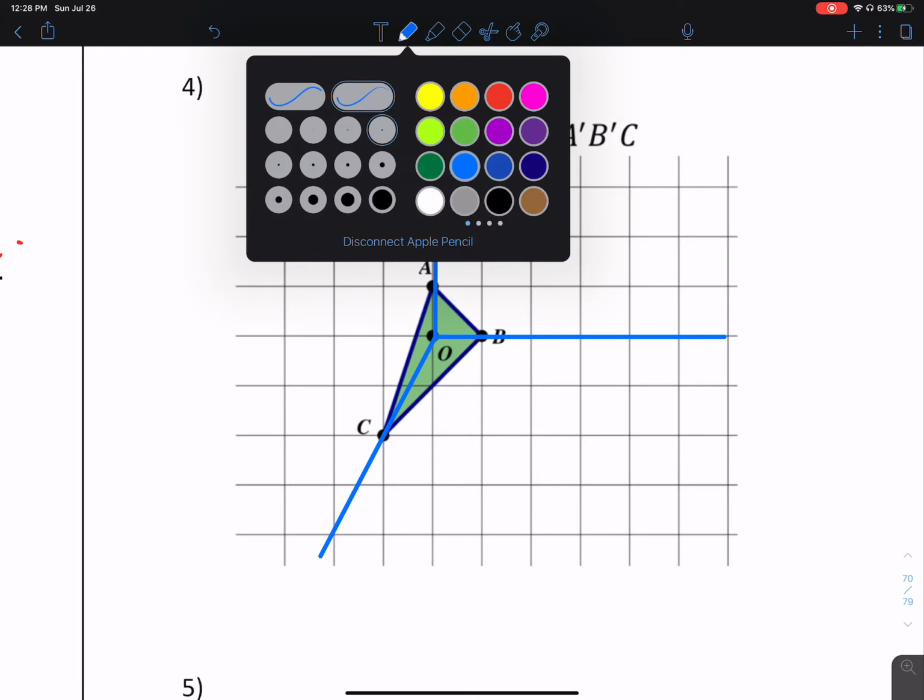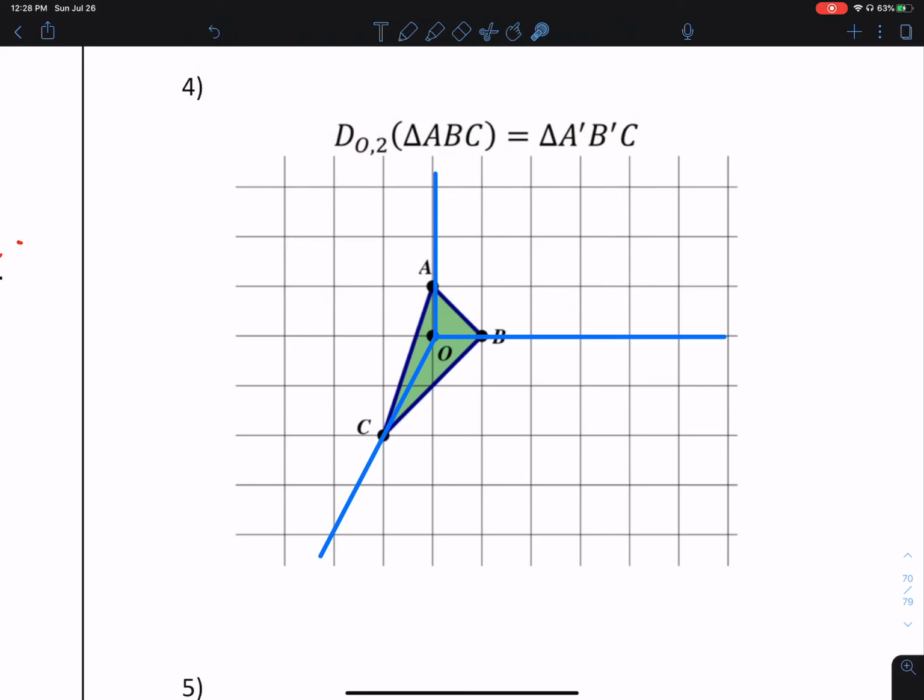So for example, B is to the right of O by 1, so B prime is going to be to the right 2, because the scale factor was 2. A was 1 above, so A prime is 2 above. C is 1 left and 2 down, so it's going to be 2 left and 4 down.